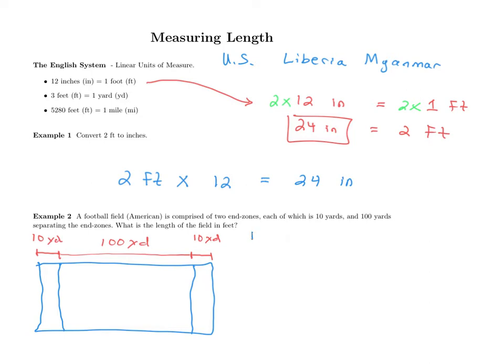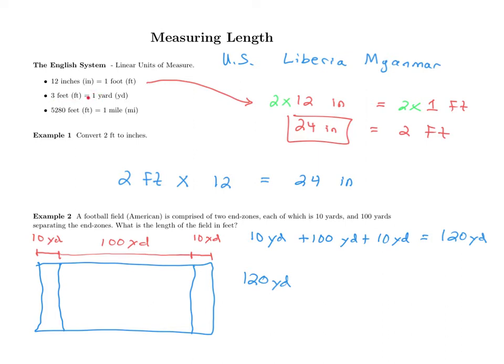So the length of the football field is 10 yards plus 100 yards plus another 10 yards. All the units are the same, so these numbers can be added together to 120 yards. This is the length in yards of the football field. How do I convert this into feet? Well, I'll look at my conversion factors and choose the one that connects yards and feet, and that is this one right here. For every 3 feet, there is 1 yard.